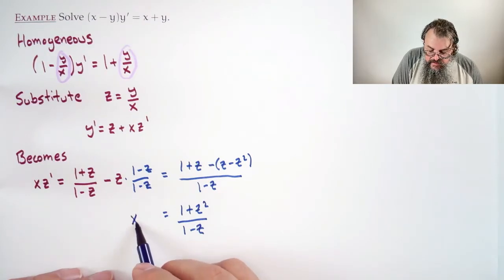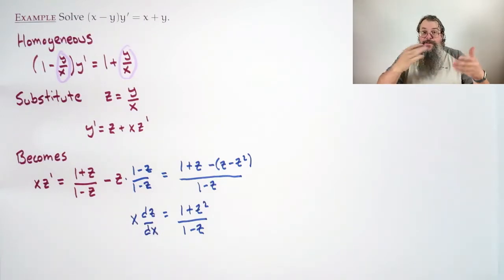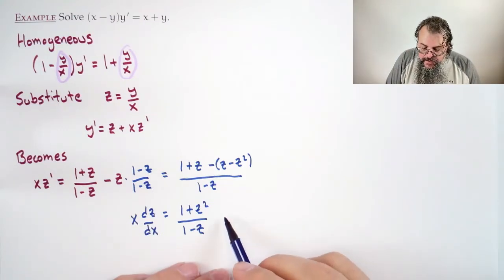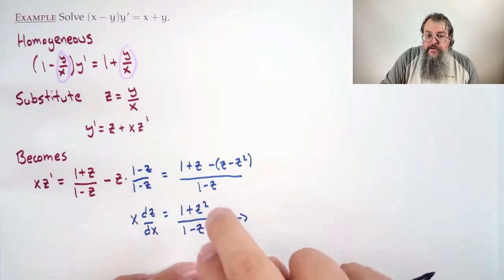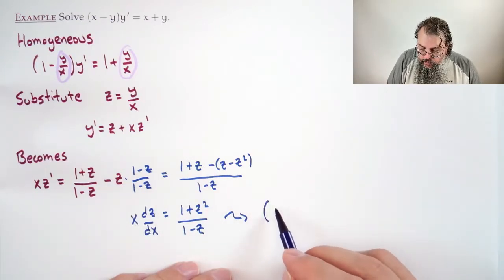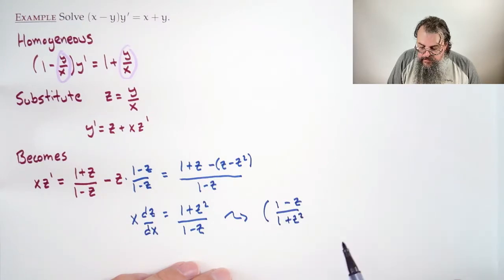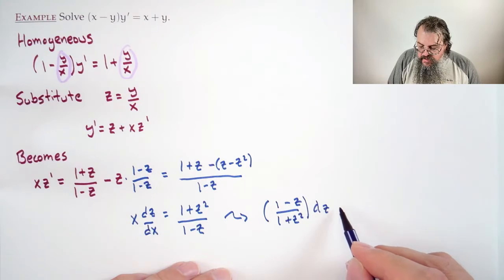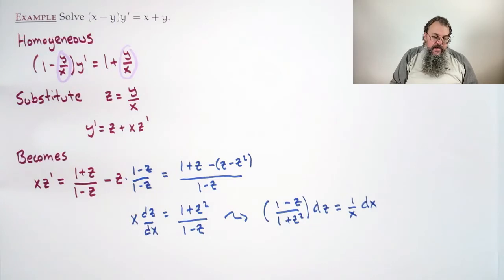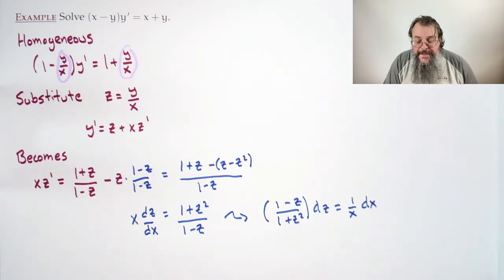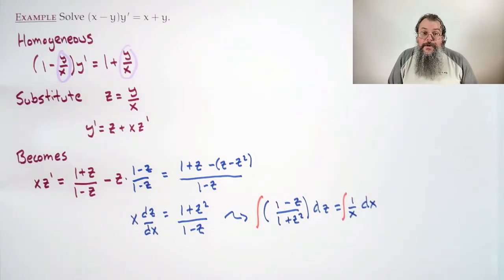Okay, good. And remember, that was over here. So that's x z prime, which is x dz dx. Now we're ready to do our rewriting. And so this becomes, when we separate, this will flip when we take it across. So we'll have 1 minus z over 1 plus z squared times dz equals 1 over x dx. All right, well, integrate. We've done our separation. Now comes the integration. And, well, what do we get?